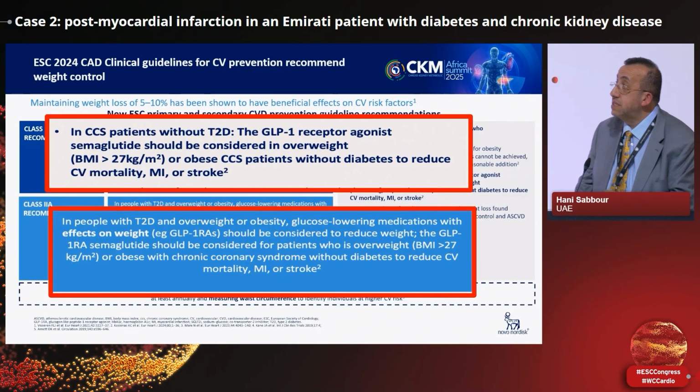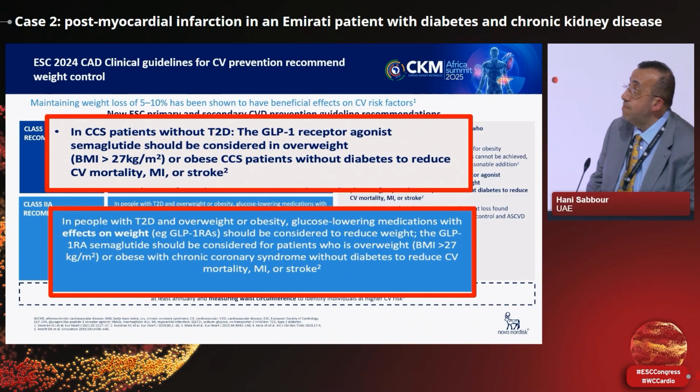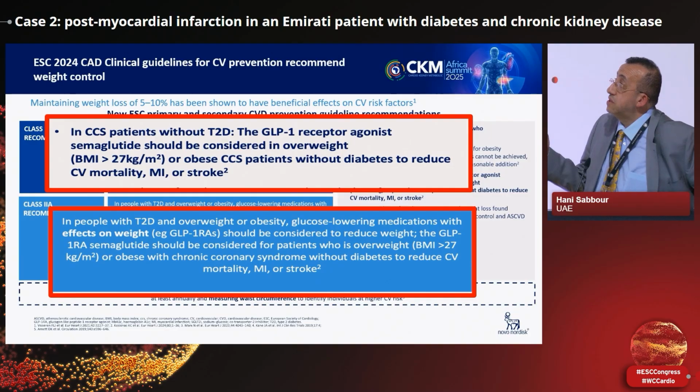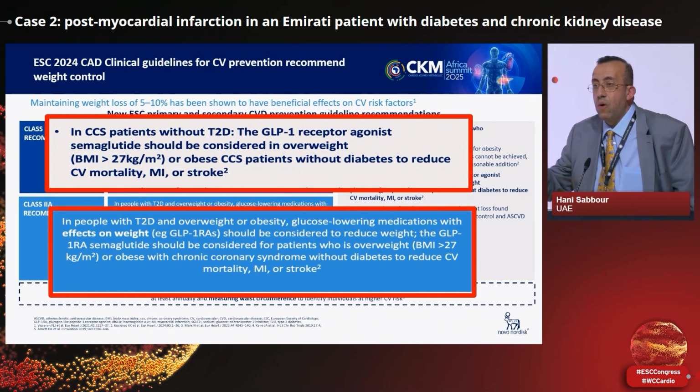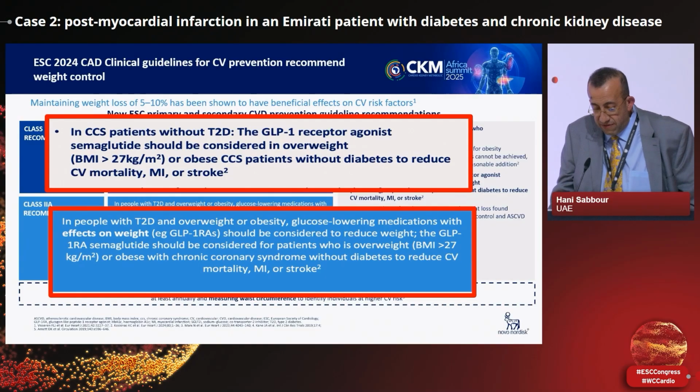And this is now a snapshot of the most recent guidelines from last year in CCS patients, semaglutide in BMI over 27 or obese CCS patients without diabetes, and certainly any patient with diabetes who has cardiovascular disease has to be on the GLP-1 receptor agonist. It's obvious because it has cardiovascular outcome.